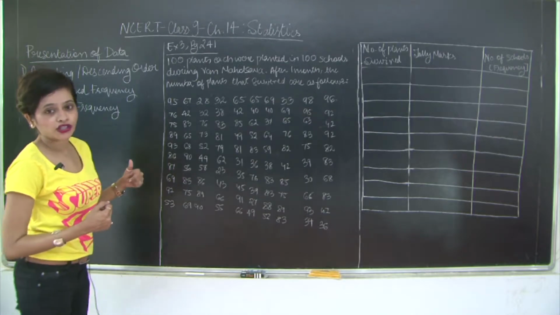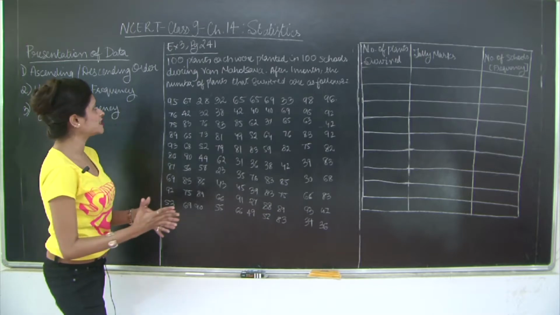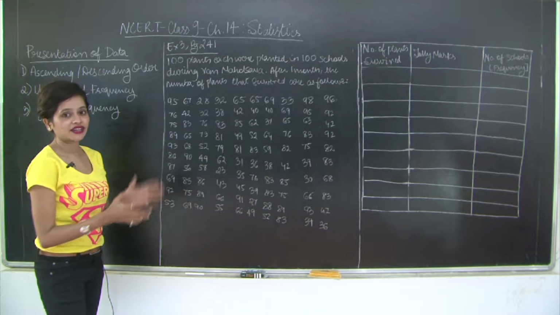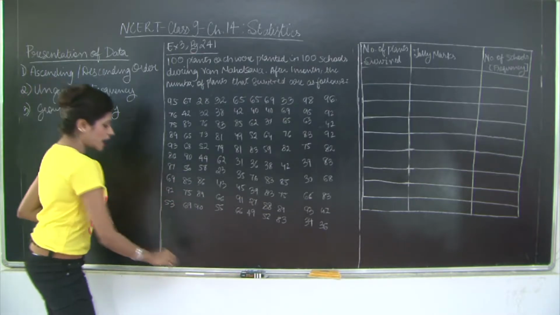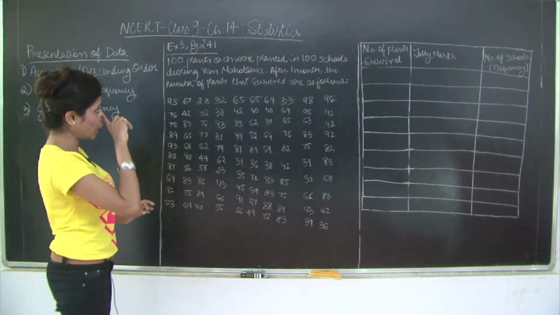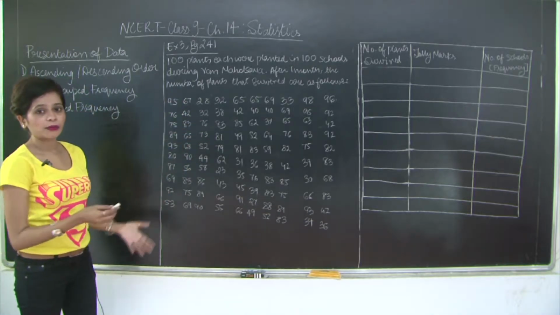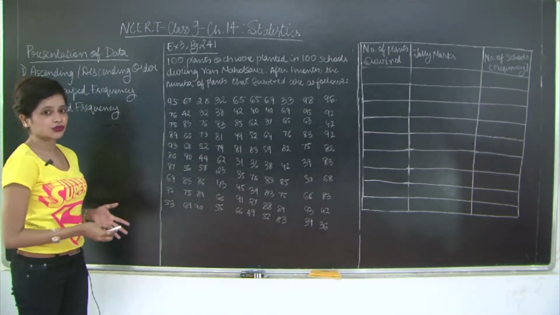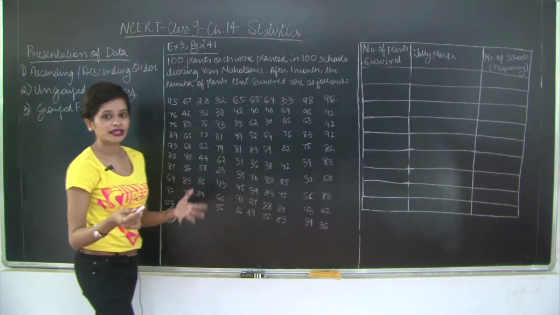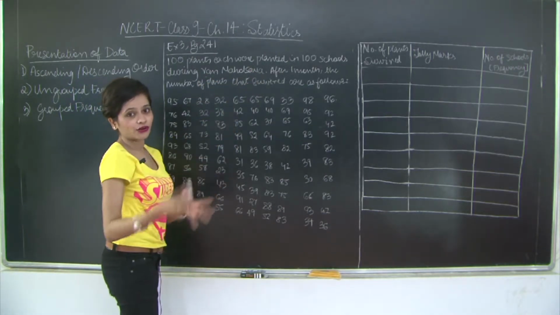So let's read out the question, which states that 100 plants each were planted in 100 schools during one Vanmahotsav. After 1 month, the number of plants that survived are as follows. So there are 100 schools and in each of the 100 schools, 100 plants were planted. Now, after 1 month, we checked how many plants survived out of the 100 in each school. This activity was performed during Vanmahotsav, where Van means jungle and Mahotsav means event or occasion.